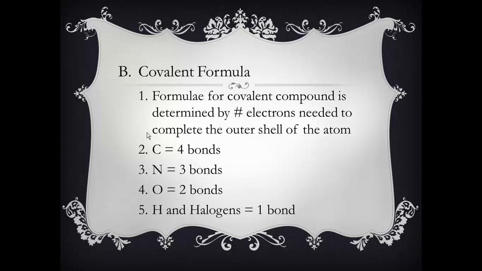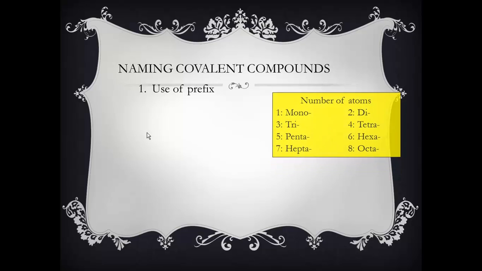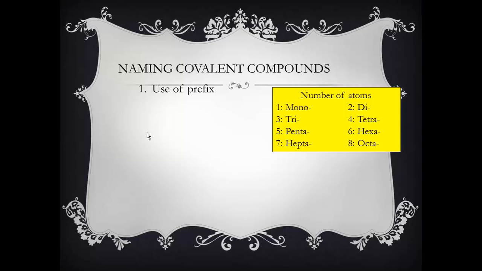Alright, covalent compounds. Covalent compounds share electrons, they make a bond, that's how they bond. And it basically follows the periodic table. Carbon needs 4 bonds, nitrogen needs 3, the oxygen group needs 2, and hydrogen and the halogens can use 1 bond. The periodic table isn't used in naming. It just helps to determine how many bonds. We use prefixes. So you gotta know the basic Greek prefixes: mono, di, tri, tetra, penta, hexa, hepta, octa. And that determines the number of atoms.